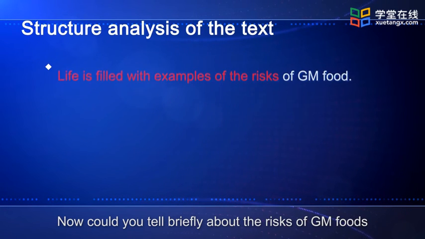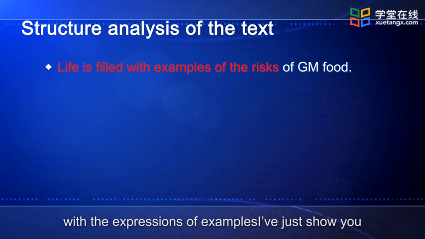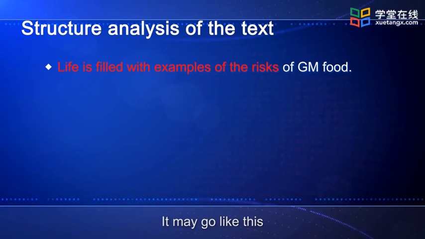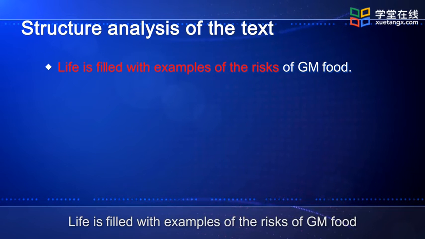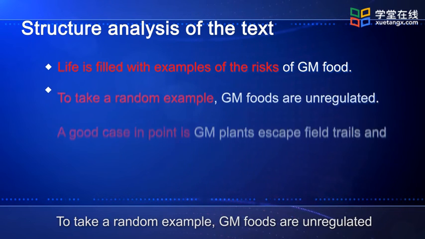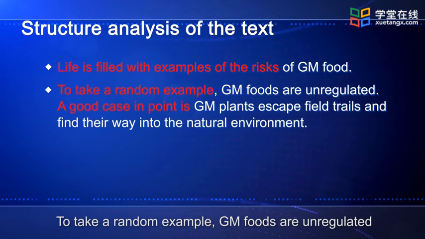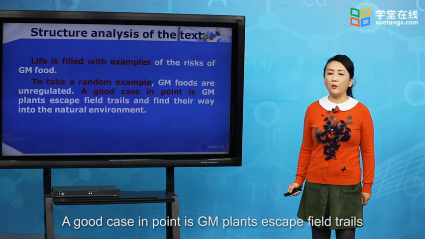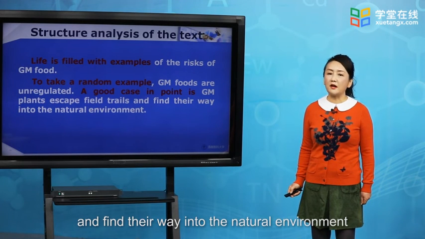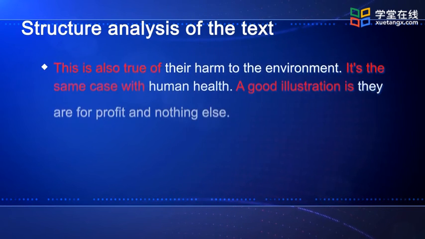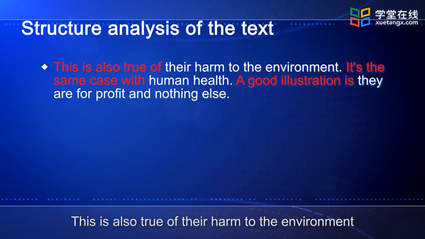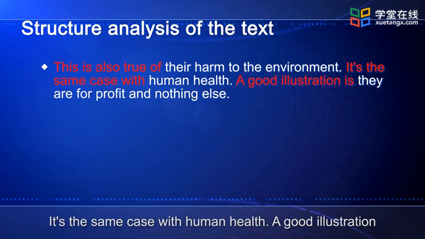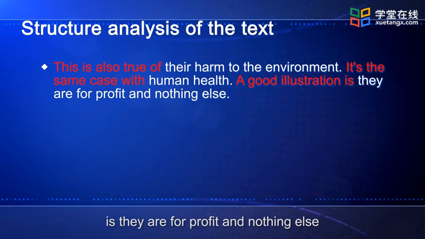Now you could tell briefly about the risks of GM food with the expressions of examples I've just shown you. It may go like this. Life is filled with examples of the risks of GM food. To take a random example, GM food is unregulated. A good case in point is GM plants escape field trials and find their way into the natural environment. It is also true of their harm to the environment. It's the same case with human health. A good illustration is they are for profit and nothing else.